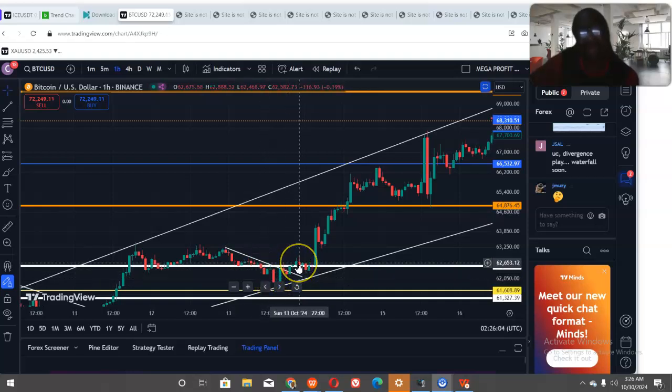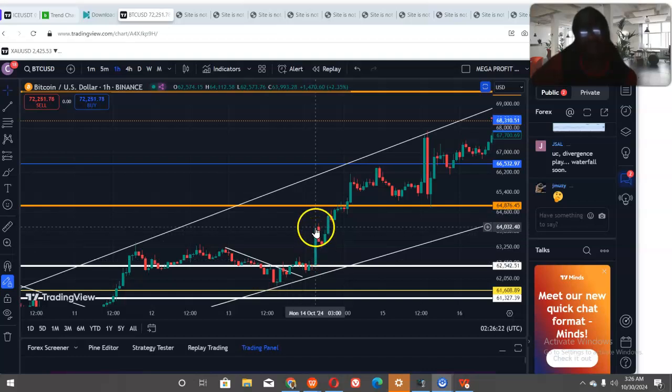Then after getting back to the resistance, what do you do? You allow the market to break out. So this is a retest of the resistance, telling you that the market wants to break out. As soon as it got to this point, it broke out of this level. So what you do, you place your buy here, you buy here.